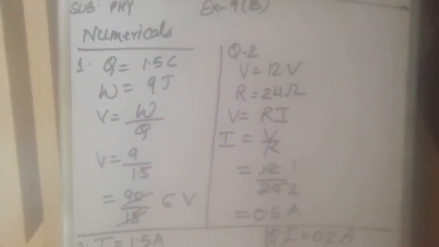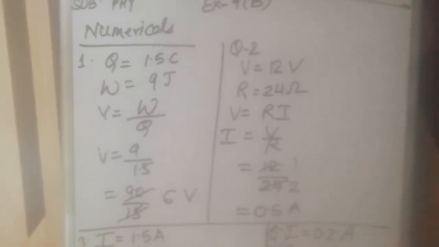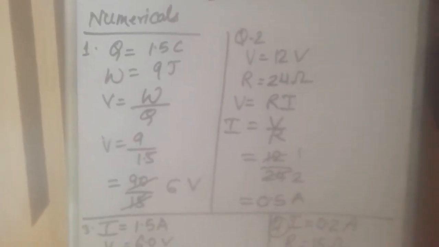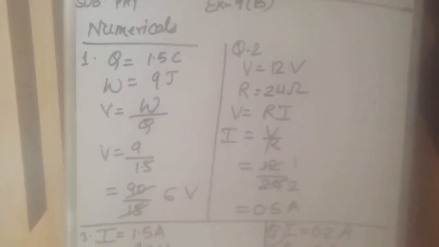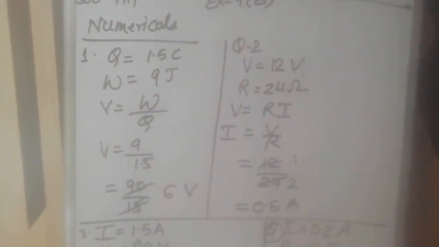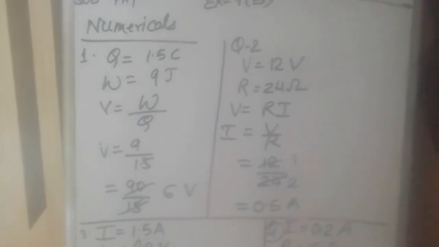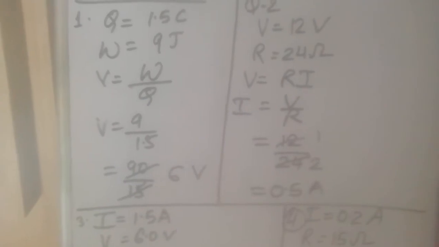Now by Ohm's law, what is the formula? By Ohm's law, V equals R I. V is the potential difference, R is the resistance, and I is the current drawn. So we have to find out the I here. So I equals V by R. When we substitute the values, 12 by 24 equals half, and half is 0.5 ampere.